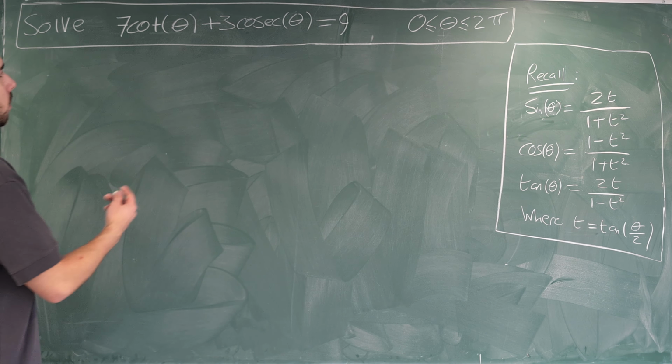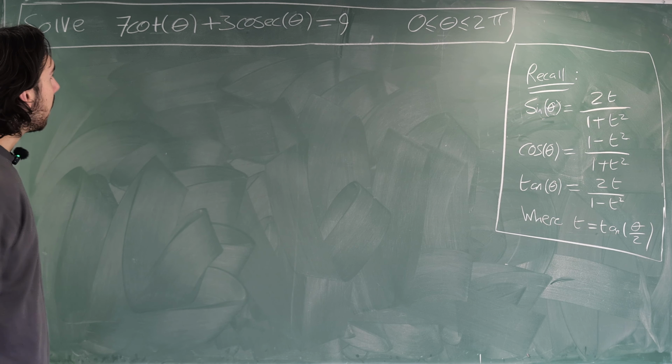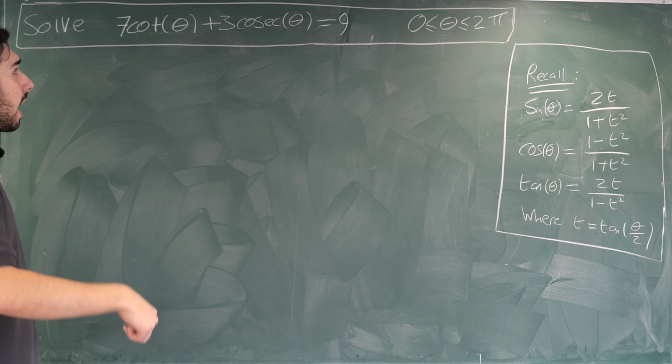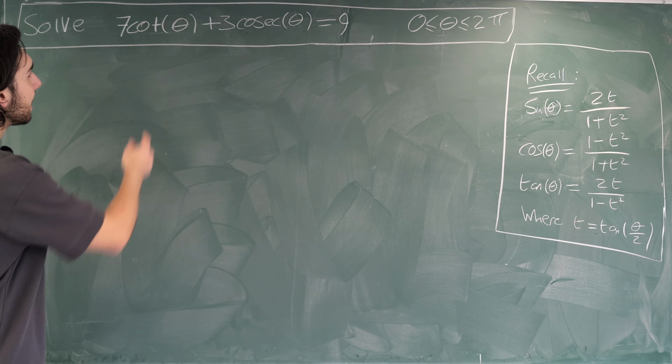So you might say, hold on, what do we replace cot and cosec with? Because none of them are there. But remember, cot is 1 over tan, and cosec is 1 over sine, so we can replace each of these trig functions with their reciprocal over there.